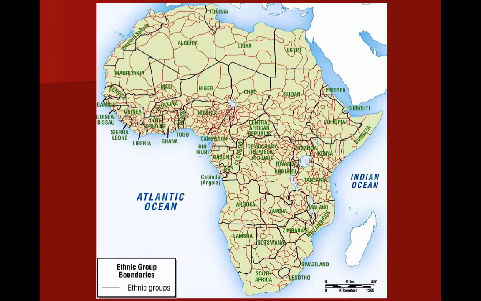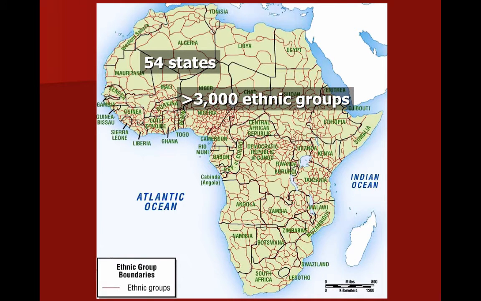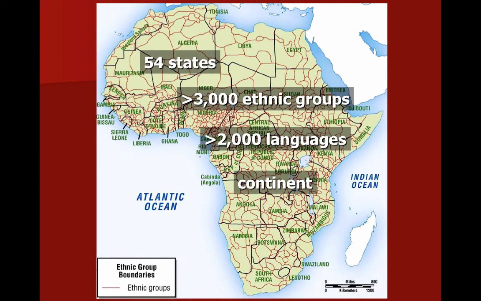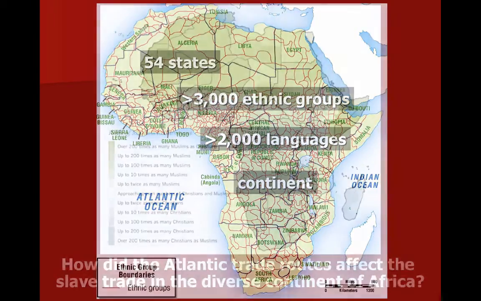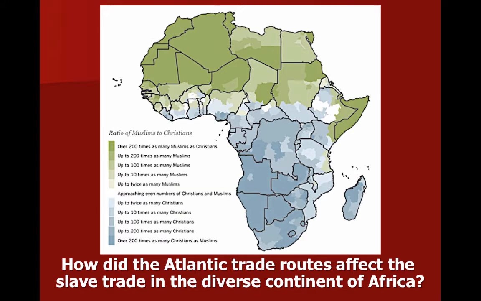Today, Africa is divided among 54 states, with more than 3,000 ethnicities, and over 2,000 languages spoken in various regions. And please bear in mind, Africa is indeed a continent and not a country. So, with that in mind, we ask this essential question: How did the Atlantic trade routes affect the slave trade in the diverse continent of Africa?